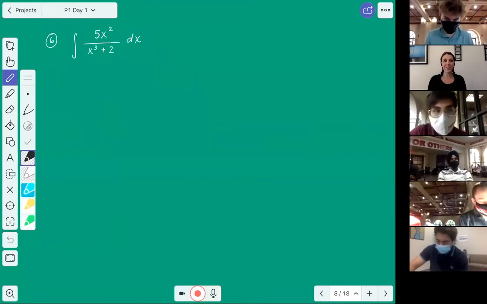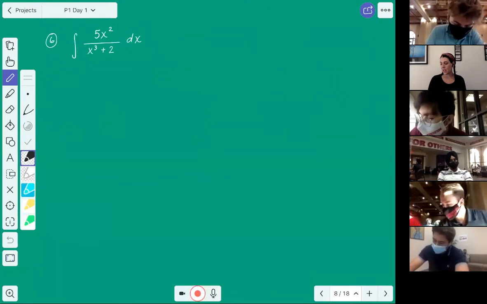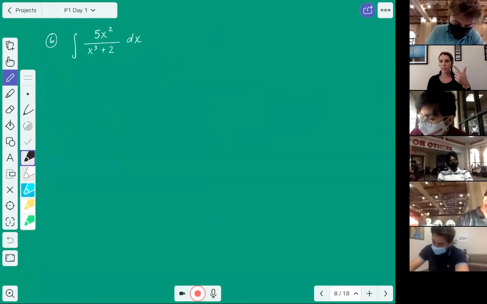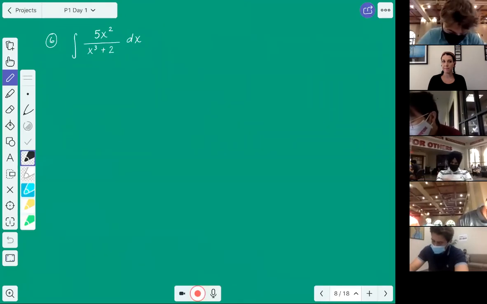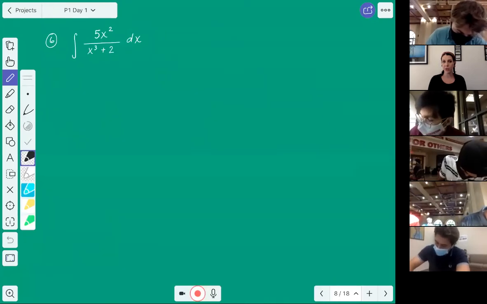So we have the integral of 5x squared over x cubed plus 2 dx. I'd like you to try to set this up. So I'd like you to try to choose your u, take your next line of work, du equals, replace stuff in your antiderivative. See where you get from there. So I'm going to give you about a minute. Everyone should be writing something down. So you're actually trying to figure this one out.